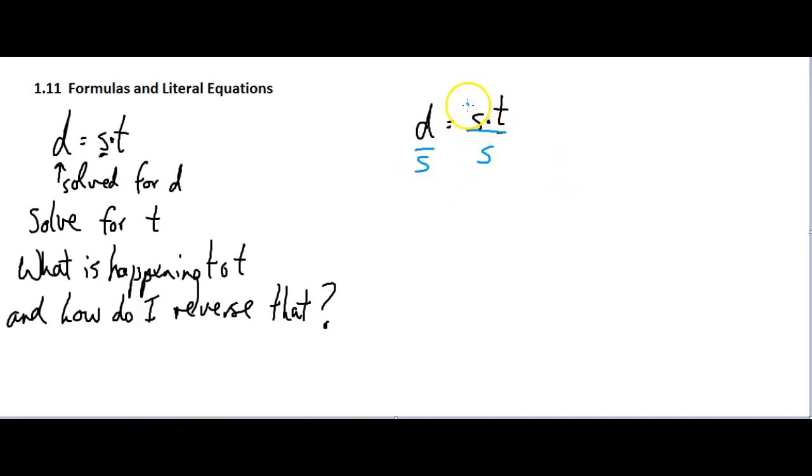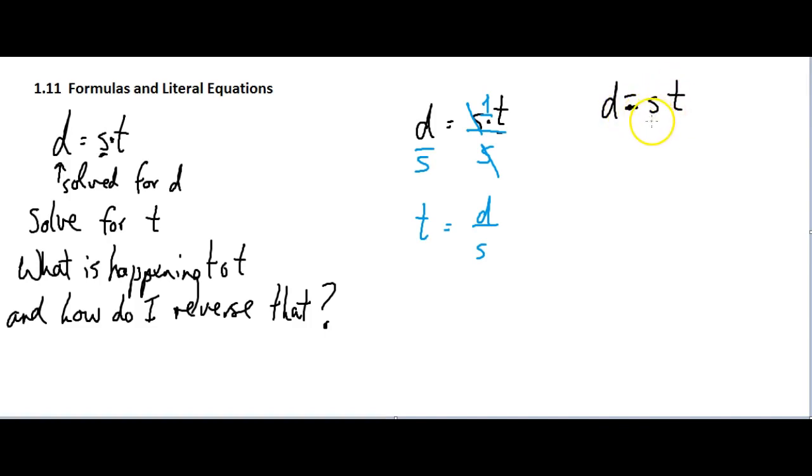Notice what happens here. Cancels because they become a 1. Right? So t equals d divided by s. This equation has now been solved for t. We could do the same thing. Solve for s. Distance equals speed times time.